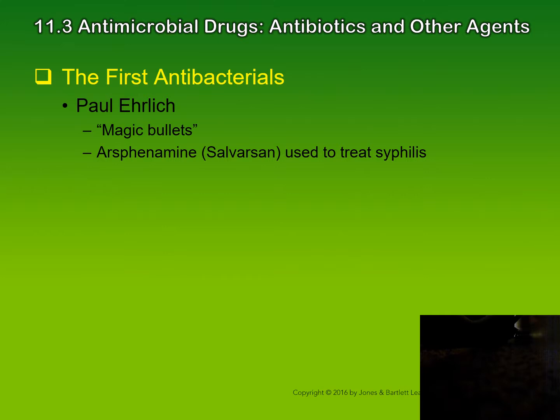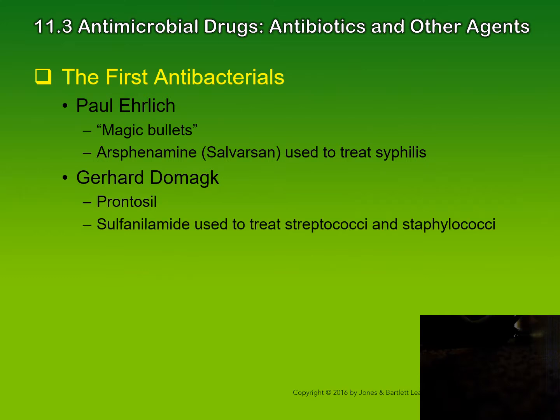Salvarsan was one of the first things to be used, and that was in the treatment of syphilis. Domagk used a compound called Prontosil, and he also used sulfonamides to treat streptococcus and staphylococcus infections.